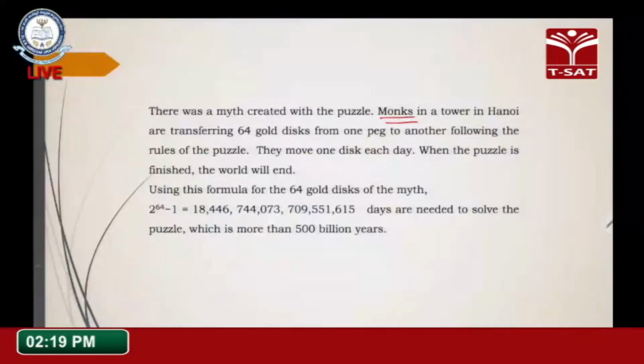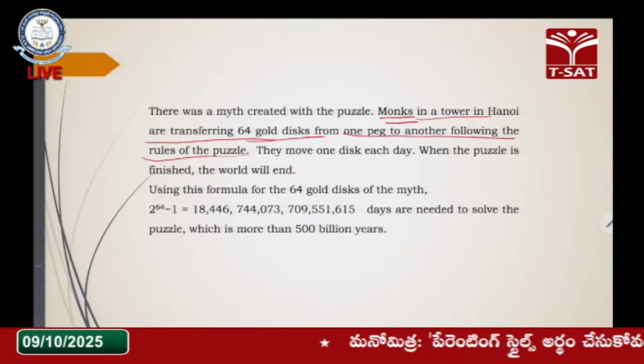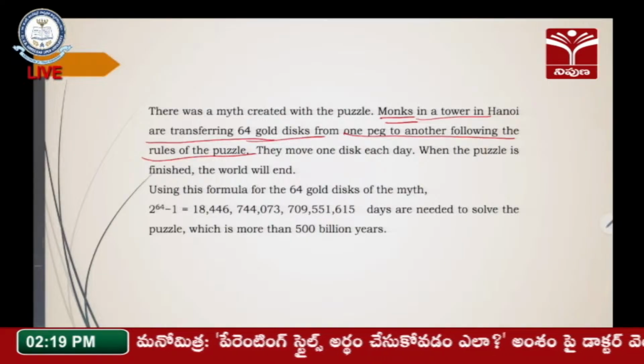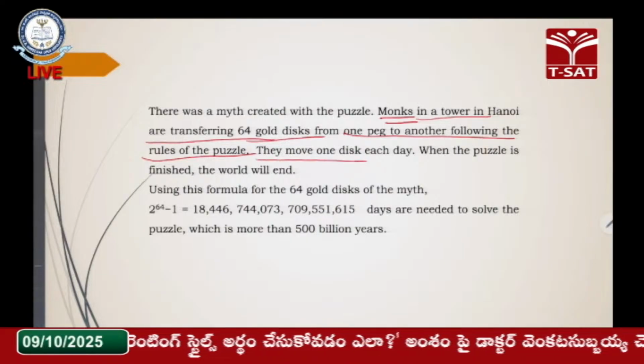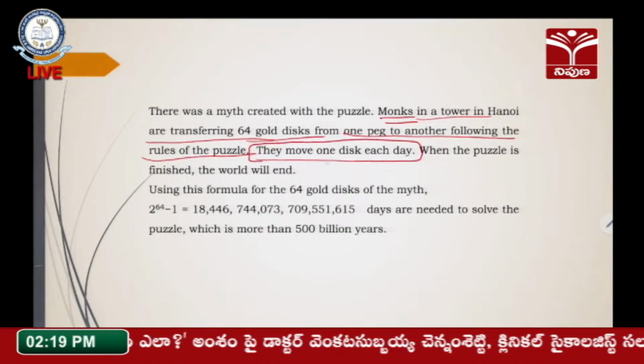This is the fundamental for 15, if n more number of disks are there, very typical. This is the so-called Tower of Hanoi problem. See, there is a puzzle, there are monks. Long back ago, monks in a tower in Hanoi city are transferring 64 gold discs from one peg to another one following the rules of the puzzle. Now see, 64, then how many moves are required, and the condition is they move one disc each day. This is the condition.